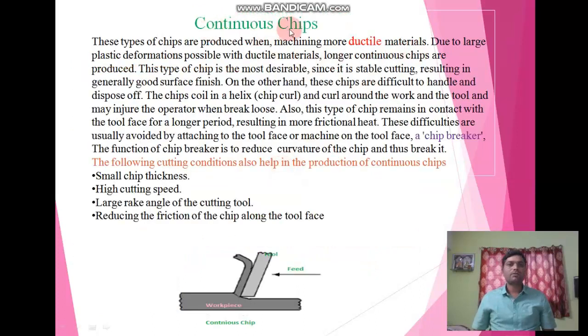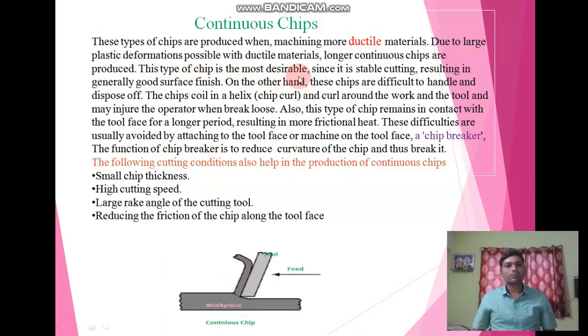So next we will discuss the continuous chips. For getting the continuous chips we require ductile material. In ductile material, longer continuous chips are produced due to the plastic deformation. So here we have ductile material. When we apply force over the ductile material with the help of the tool, there is plastic deformation and we get longer continuous chips, and because of this longer nature the chips are most desirable.